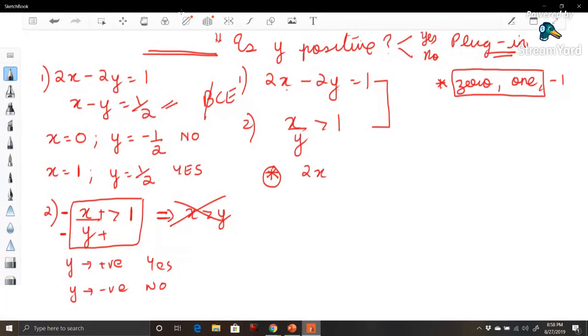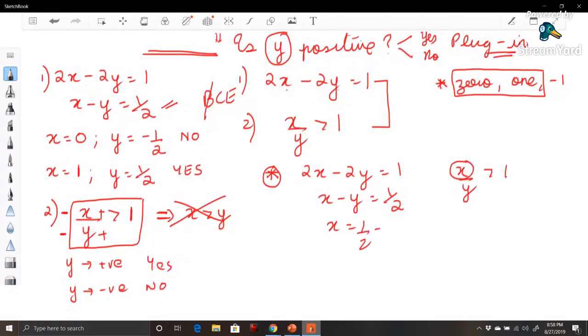So I have 2x minus 2y is equal to 1. So x minus y is half. And I also have x by y is greater than 1. And the question is asking me information about y. So what I'm going to do is substitute x in terms of y. So I have x is equal to half plus y. I'm going to substitute that into my second statement. So half plus y divided by y is greater than 1.